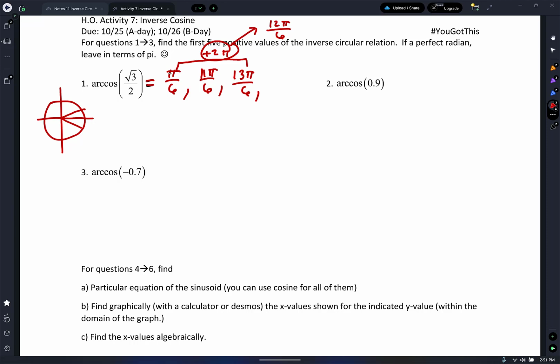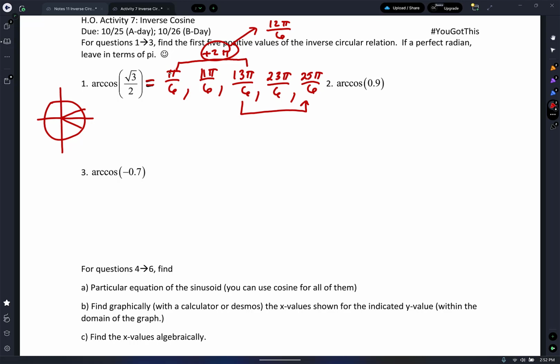Add 2 pi to the 11 pi. So add 12 to the 11. What's that? 23 pi over 6 is the next answer. And then 1, 2, 3, 4. I need one more. Add 2 pi to the 13 pi over 6. So what's that? 12 and 13, 25. 25 pi over 6. There it is. That's how you get those. Cool. Cool or not cool?